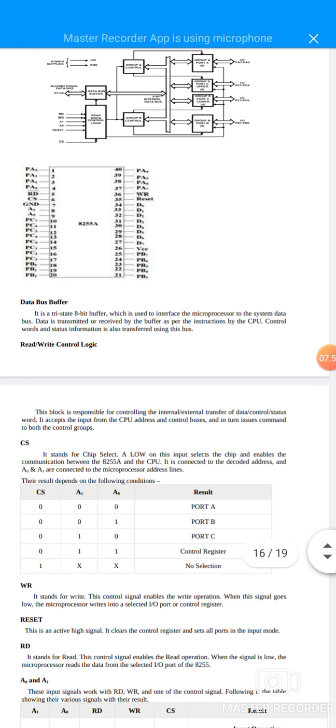Data bus buffer: a tri-state 8-bit buffer which is used to interface to the microprocessor system data bus. Data is transmitted or received by the buffer as per the instruction by the CPU. Control words and status information are also transferred using this bus.